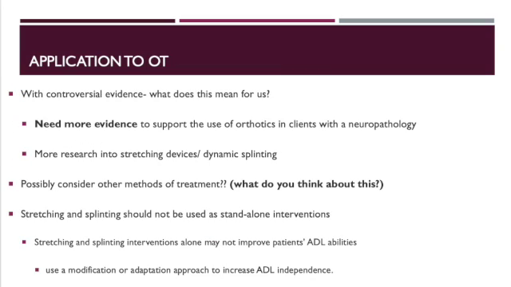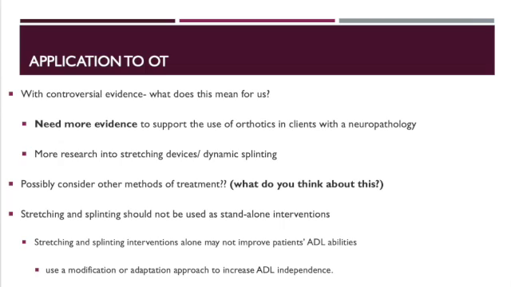So what does all of this mean for us? Really, we just need more evidence to support the use of orthotics or refute it in clients with a neuropathology. It would be helpful to see more evidence on dynamic splinting and stretching devices, as those were the ones that seemed to have some effect. There may be a possibility that we consider other interventions as well, knowing that the evidence does not fully support this in full. It's important to note that stretching and splinting should not be used as a standalone intervention either. Also, more long-term studies would be helpful.